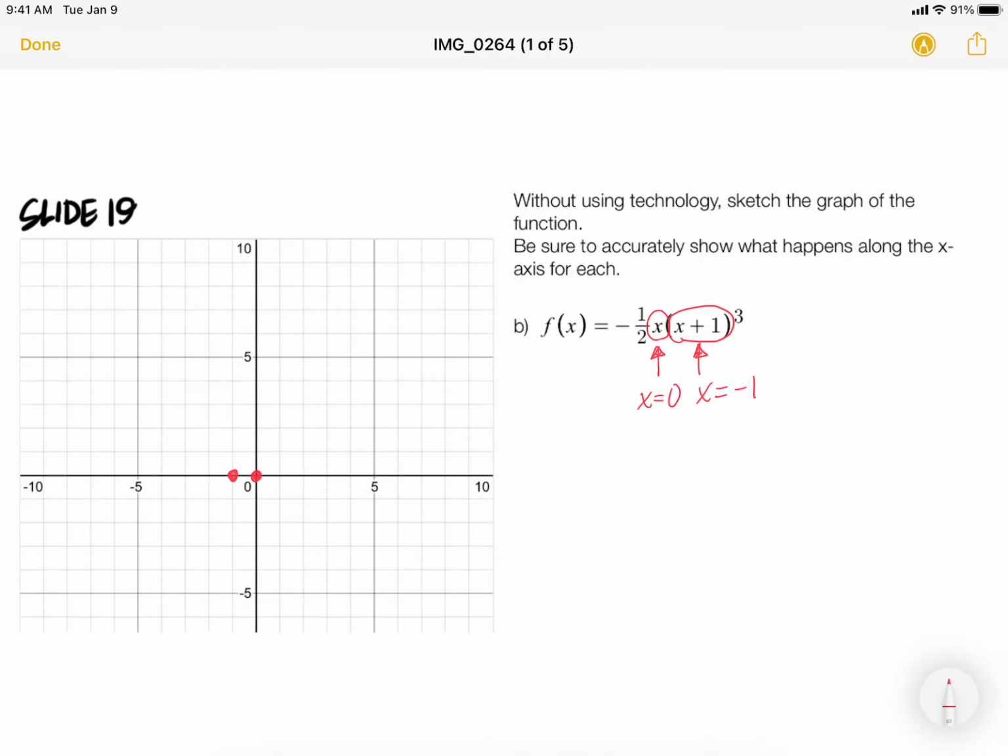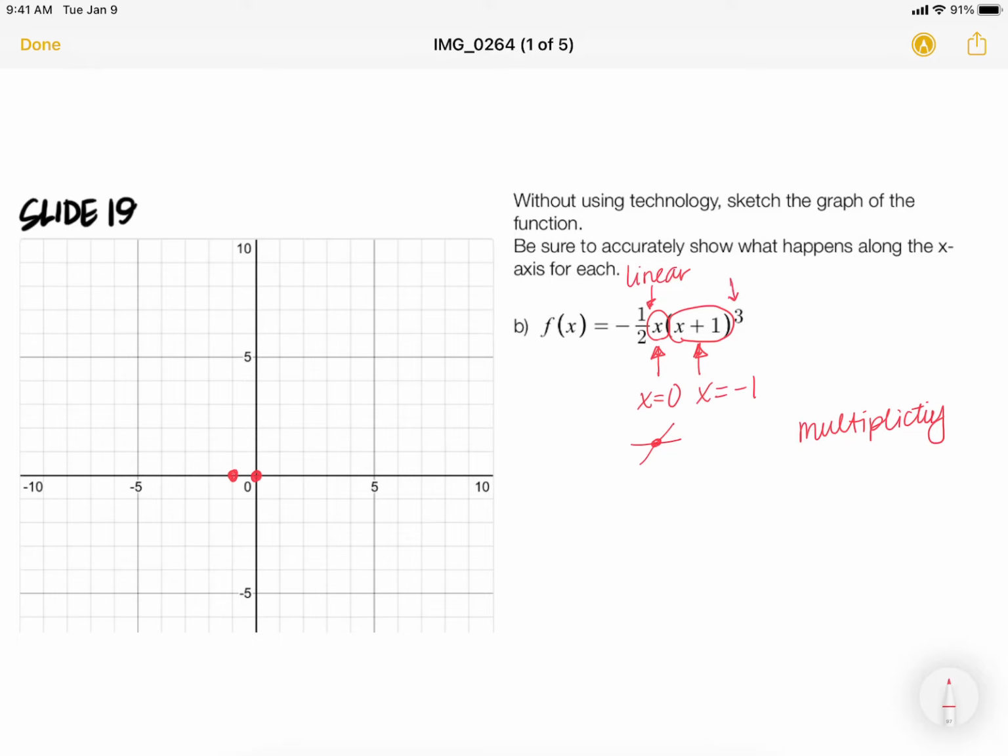Okay, so now that we have our two x-intercepts, we have to think about how these two x-intercepts are going to behave. That's this word multiplicity, and we will keep talking about multiplicity. How are they going to behave? Well, this one right here has just a first power, so that one's going to behave like a linear function. It's going to pass straight through the x-intercept.